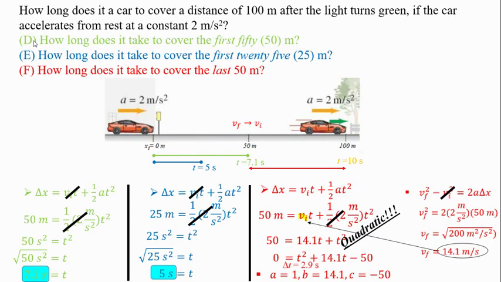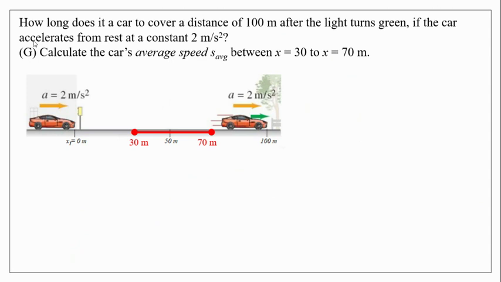Okay, so again, time here is 2.9 seconds or 2.935, whatever you want to round to. Part G asks us to calculate the average speed between 30 to 70 meters. So here in my diagram, I kind of eyeball it. There's about 30, there's about 70. So let's knock it out.